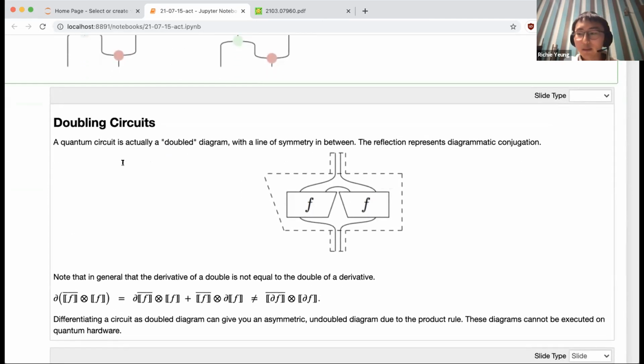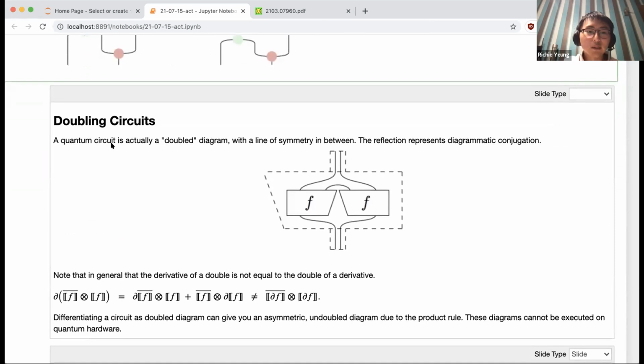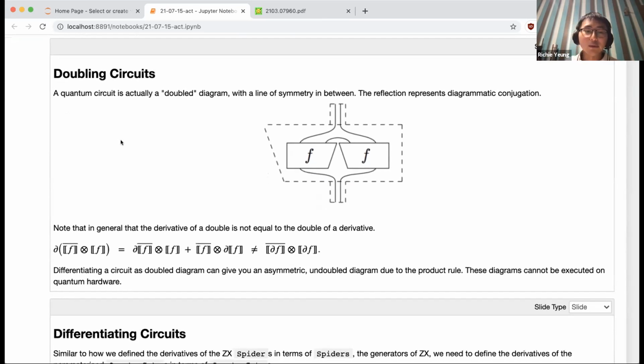So now let's move on to circuits. A circuit is in fact a doubled diagram by the CPM construction, with a line of symmetry in between, and the reflection represents diagrammatic conjugation. However, in general, we have the problem that the derivative of a double is not equal to the double of a derivative.